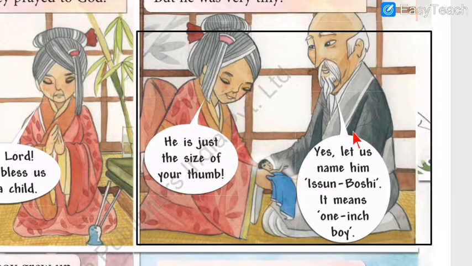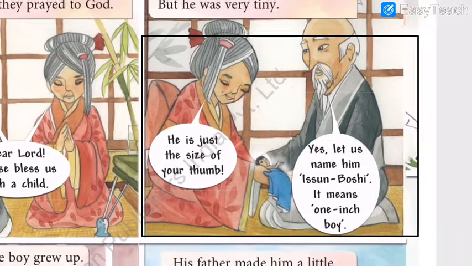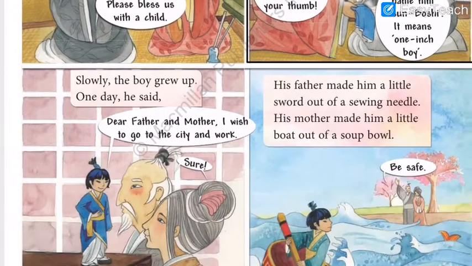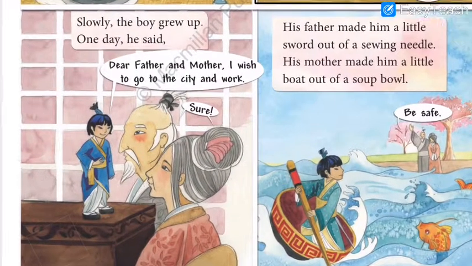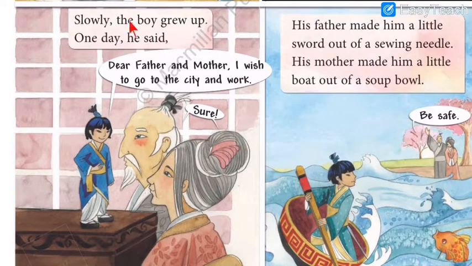So the man, without any further discussion, said yes, and let's name him Issun-boshi. And according to him, the meaning of Issun-boshi is 1 inch boy. Obviously the boy was 1 inch, so they named him accordingly. Now what happened? Slowly the boy grew up, and one day he said, "Dear father and mother, I wish to go to the city and work." And the parents said sure.